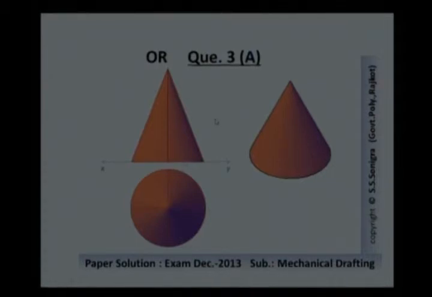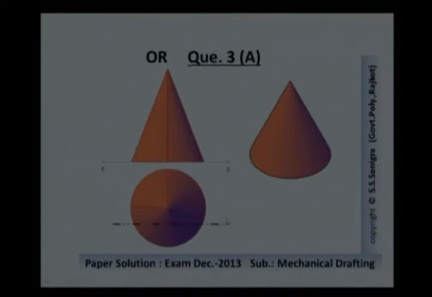Here the given data is like this. This cone is cut in such a way that the cutting plane is parallel to the vertical plane, means the cutting plane would appear as a line in the top view because it is parallel to the vertical plane, and this cutting plane is at a distance of 10 millimeter from the axis of the cone. This is the cone and the axis is here. So from this axis the cutting plane should be drawn in such a way that it becomes parallel to the XY line and at a distance of 10 millimeter from the axis. So it should be drawn like this.